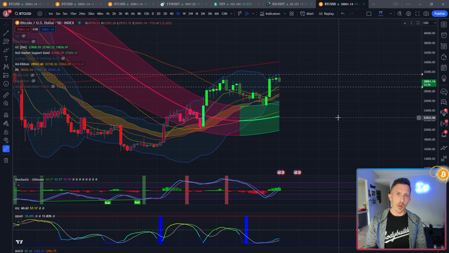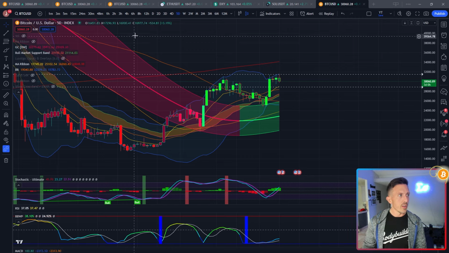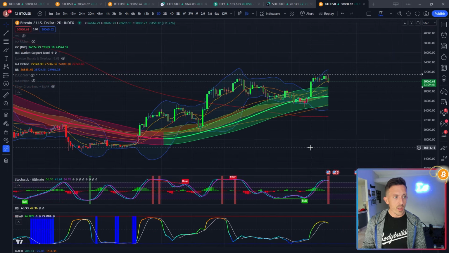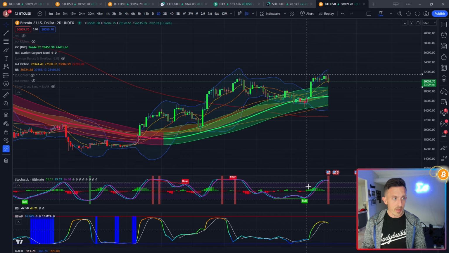But in the meantime, I thought it was extremely important to point out the BBWP and how it can be used. If we go to an even smaller time frame, let's say the 2-day time frame, you can see that BBWP has already expanded. When it finally expanded, it was right here on June 18th. Well, at least the candle that closed on June 18th. When it finally expanded, the K line was pointed up on the stochastic oscillator, but since then it's topped out. Now the stochastic oscillator is showing overbought, and the BBWP is starting to cross back below the signal indicator.